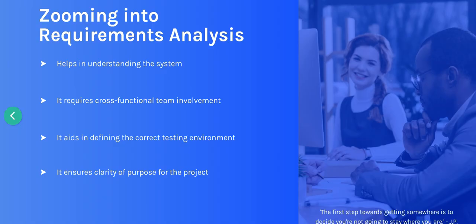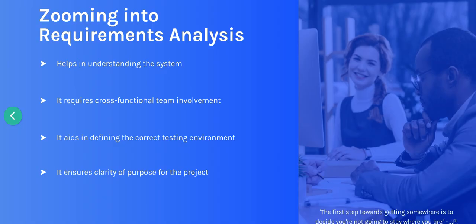Let's zoom into the requirement analysis phase of the software testing lifecycle to better understand its depth and importance. This phase plays a key role in understanding the system from both the user's and the business's perspective. It's not just about reading the documents, it's about grasping how the system is supposed to behave and aligning that with real-world needs. A standout feature of this phase is that it requires cross-functional team involvement. Testers collaborate with developers, business analysts, project managers, and sometimes even clients. This collaboration ensures that everyone is on the same page, reducing the chances of misinterpretation and missed details.